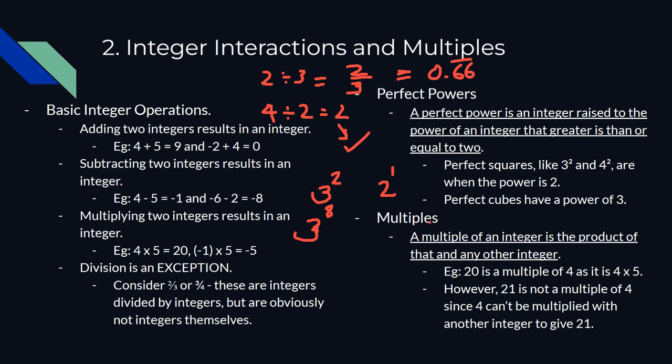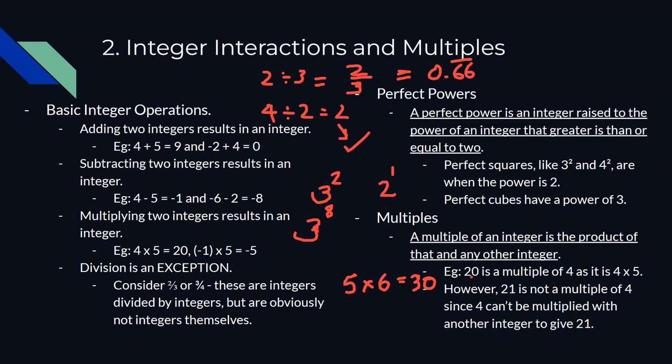Now, let's talk about multiples. Multiples, this is one of the most important concepts, so make sure you understand this well. And you might already have some intuition for this. You've heard of multiplication, and it's pretty similar to that. A multiple of an integer is a product of that and any other integer. So, for example, let's say we've got 5, right? What is a multiple of 5? Well, you can do 5 times any other integer. Let's do 5 times 6. This gives us 30. So, 30 is a multiple of 5.